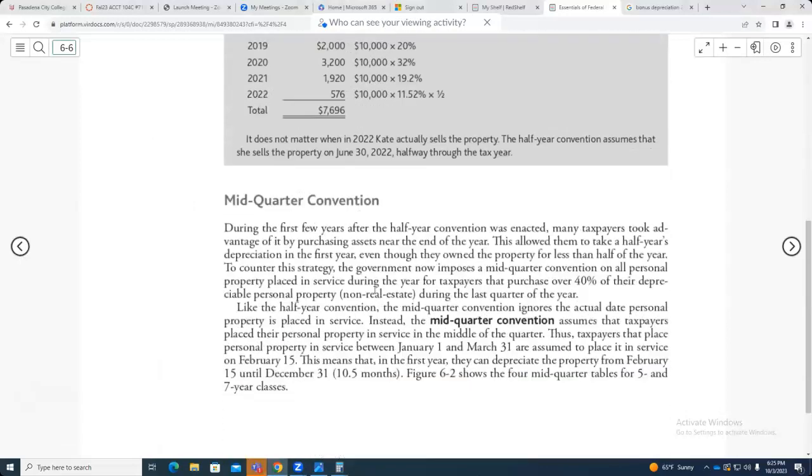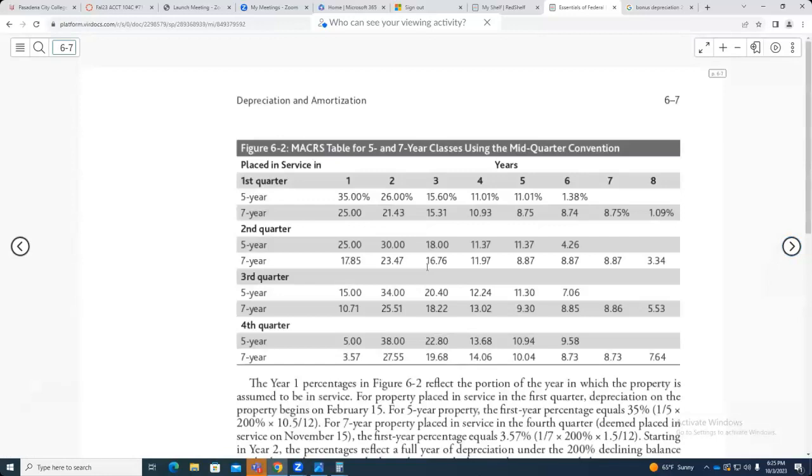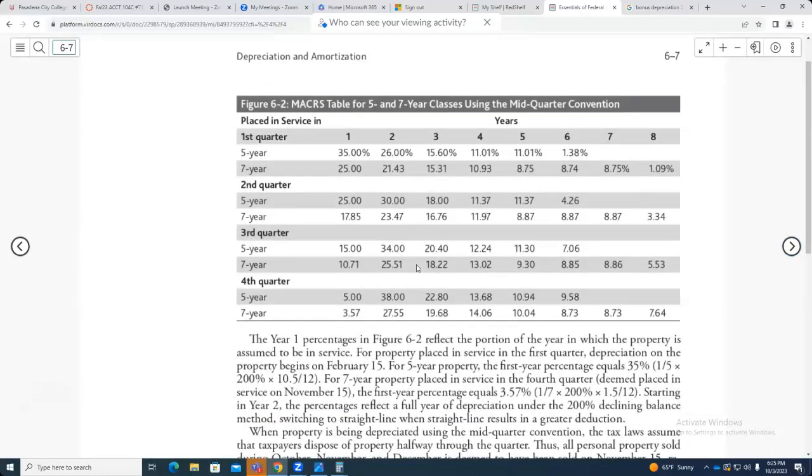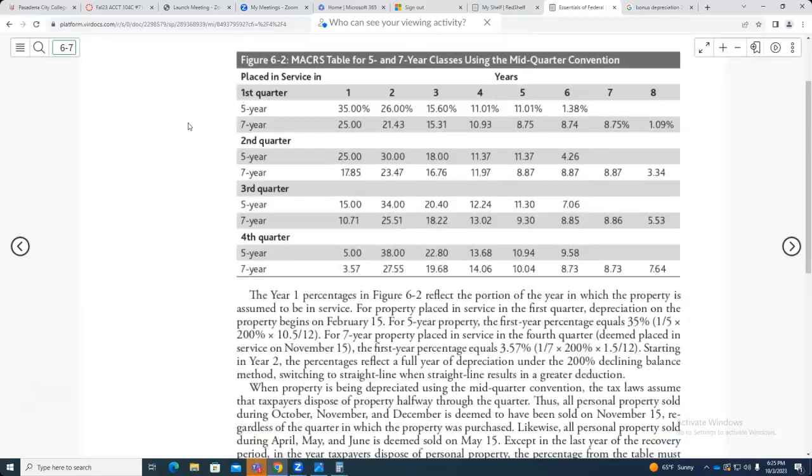Okay, here is the mid-quarter convention. I already explained that. But probably it's better if we use, let's see an example. It's easier. Okay, here is the table first. You see, it says, let's say you bought your equipment more than 40% in the last quarter. So all of a sudden you have to use mid-quarter convention, right?